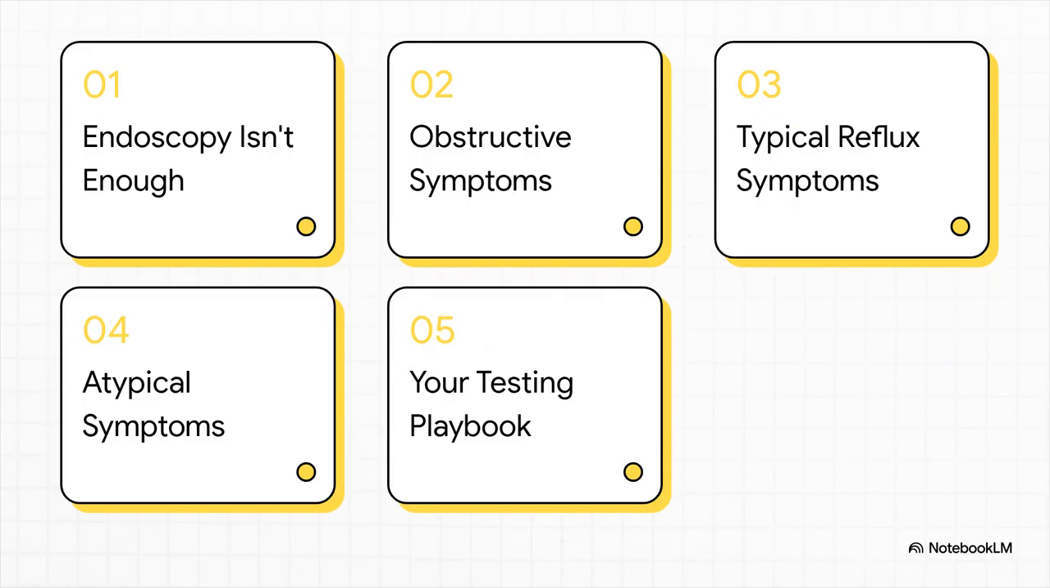So here's our game plan. First, we'll talk about why just scoping a patient isn't the full story. Then, we're going to walk through 3 major clinical pathways: what to do for obstructive symptoms like dysphagia, how to handle typical reflux, and then how to tackle those really tricky atypical symptoms. We'll wrap it all up with a clear, actionable playbook you can literally start using tomorrow.